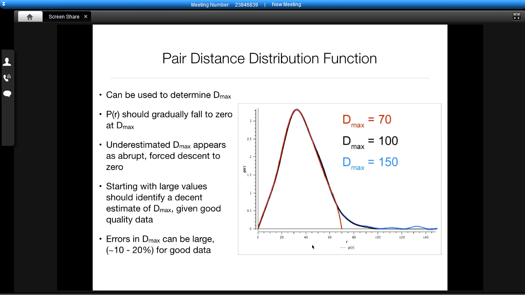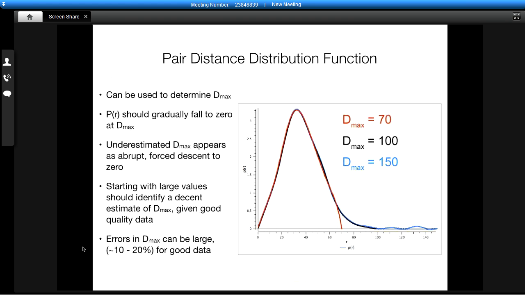So this is a nice practice of how I do it when it comes to looking at what my Dmax is. I'll just give it a large Dmax, and I'll find out where it naturally falls to 0. And then I'll recalculate it and iterate through some values to find out what the best Dmax is. Now, one thing to keep in mind is that Dmax is somewhat of a poorly determined value. So even for good data, it can have errors of 10 to 20%. For example, here, I could probably choose anywhere between 85 and 105 and get a somewhat similar P of R curve. So you can see that there's some large errors simply because it's not a very well determined value.